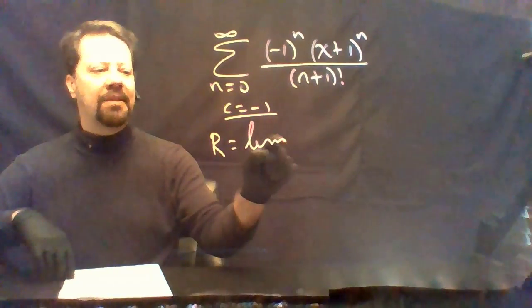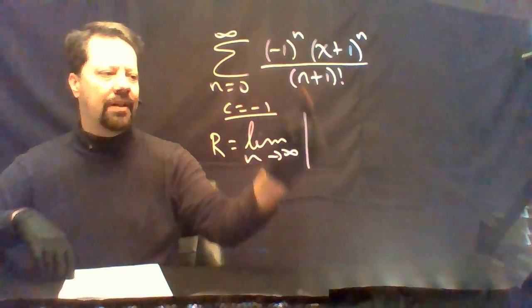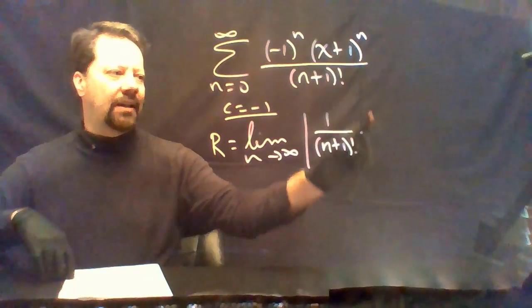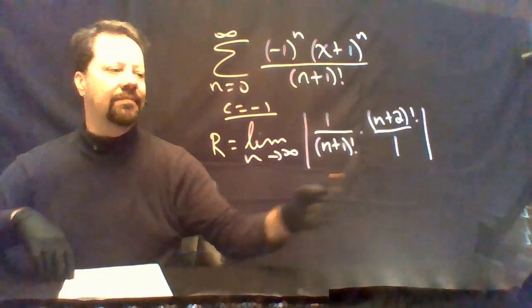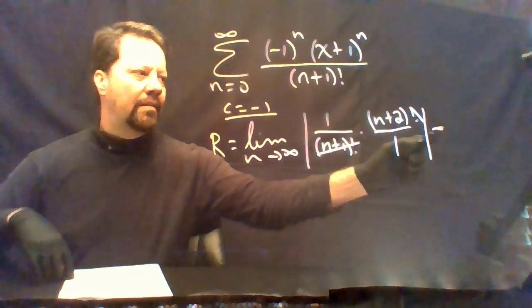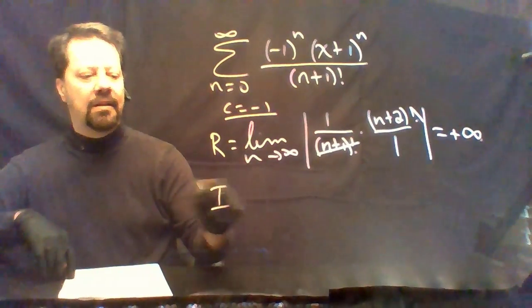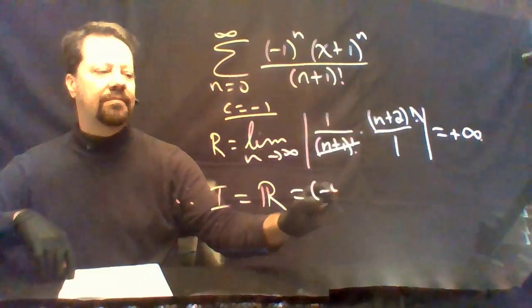We'll take the limit as n goes to infinity. We can ignore the negative 1 to the n stuff. 1 over n plus 1 factorial times n plus 2 factorial over 1. We get positive infinity for the radius of convergence. We deduce then that the interval of convergence is the entire real line.